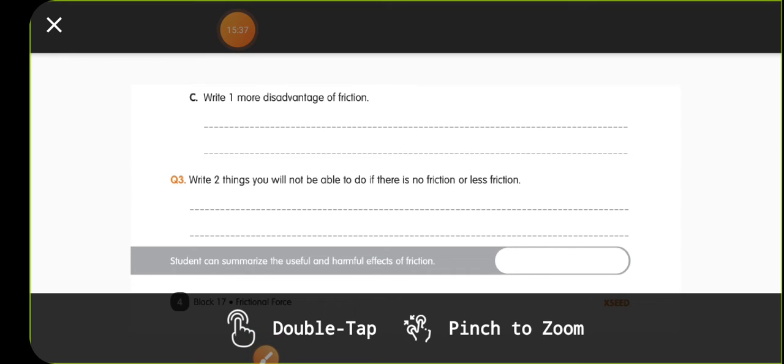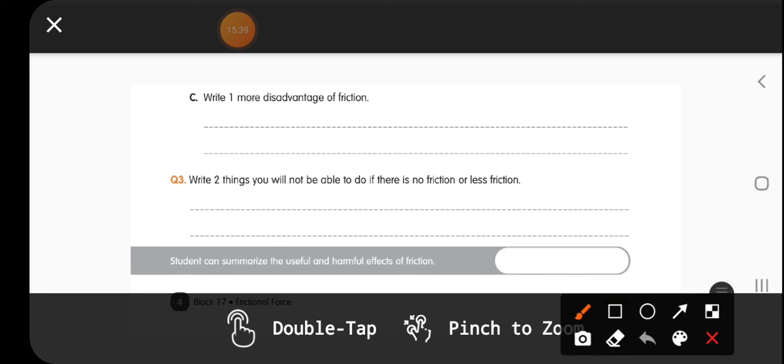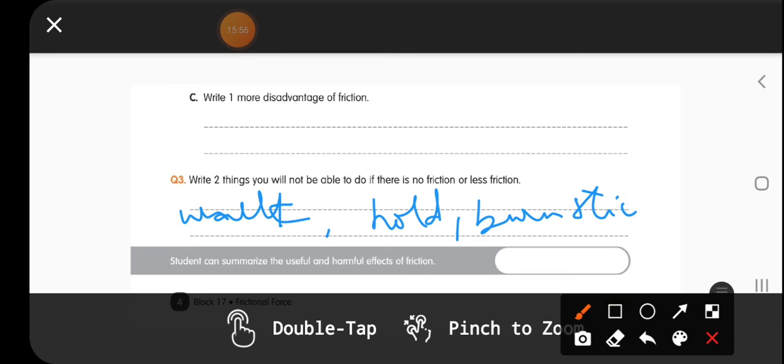Now write two things you will not be able to do if there is no friction or less friction. First and foremost, we cannot walk. And after that, you cannot hold any items, you cannot burn a matchstick, and of course we cannot even write with a pen or a pencil on paper. These are the things we cannot do if friction is not there.